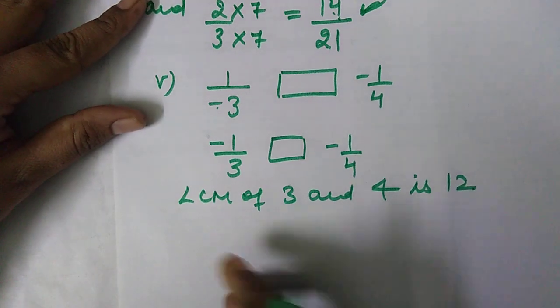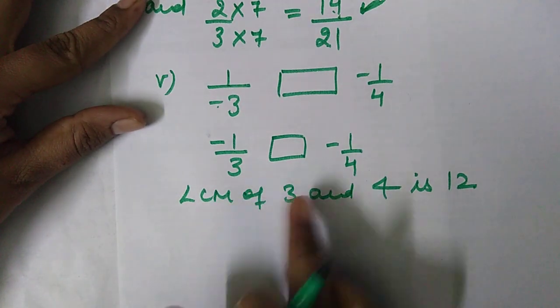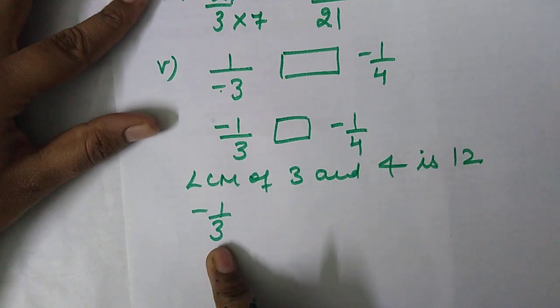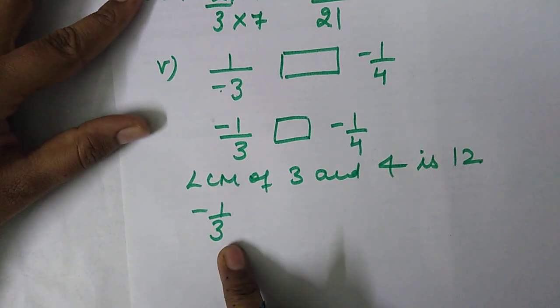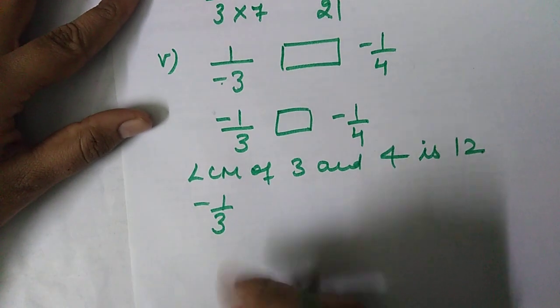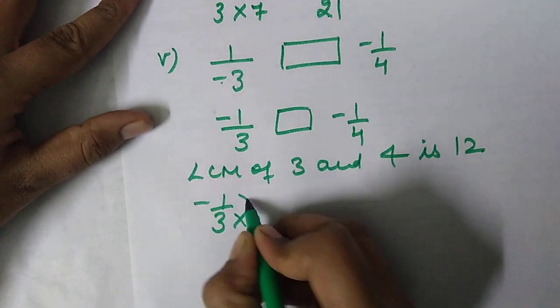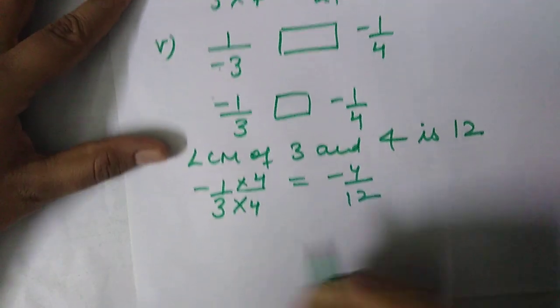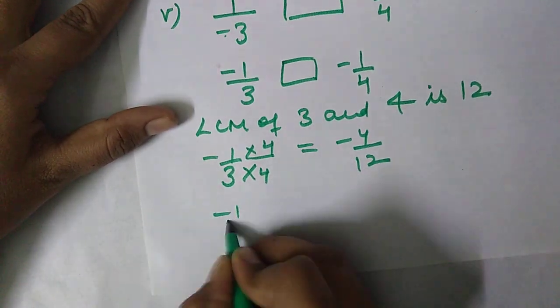After that you have to make the denominator 12 in each fraction. I am taking the first fraction. For making the denominator 12, by which number should this fraction be multiplied? That is 4. You have to multiply the numerator and denominator by 4, so it will be minus 4 by 12. Same here, minus 1 by 4.